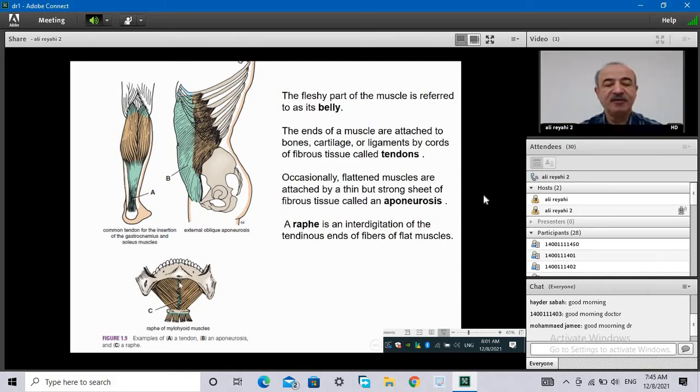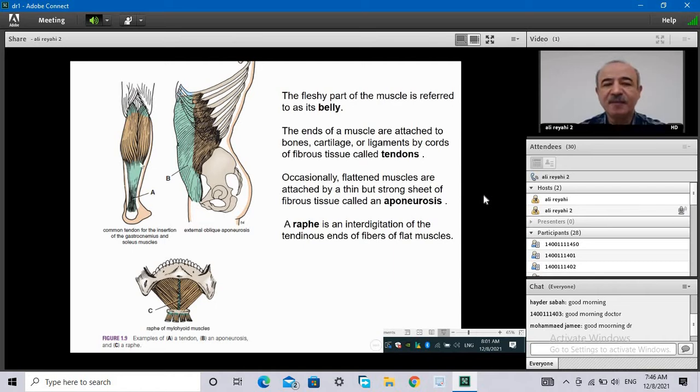between the muscle fibers usually forms the raphe, like this. A raphe is an interdigitation, like this. Interdigitation line, zigzag line. Okay, interdigitation of the tendinous end of fibers of flat muscle. So you can see the different insertions of the muscle: tendon, aponeurosis, and raphe.